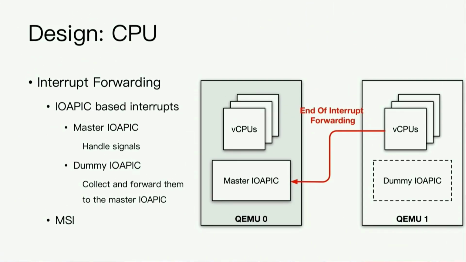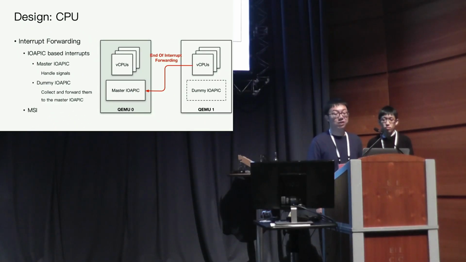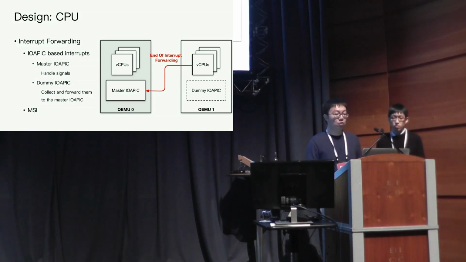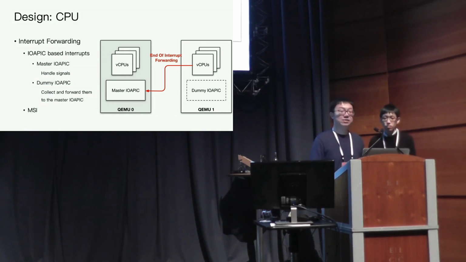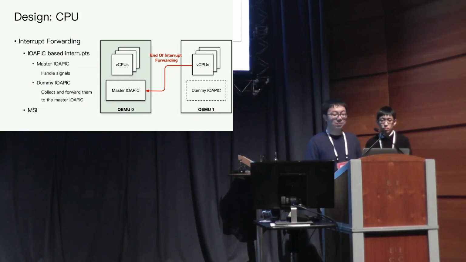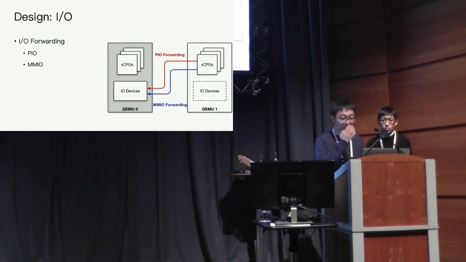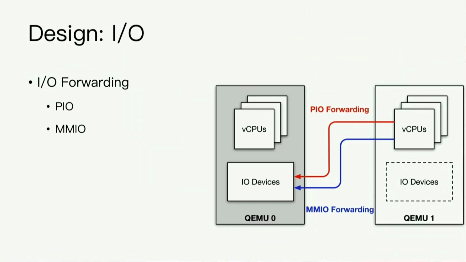Also, IO-APICs require an end of interrupt message from CPUs for level-triggered interrupts, while MSI does not. So we also need to forward the end of interrupt message to the master IO-APIC when necessary. For MSI, things are much simpler. If the accesses to the PCI configuration space are properly forwarded, the MSI of this device will be configured correctly. Then all we need is to forward the interrupts to the remote vCPU when an MSI is generated by this device. The next part is the I/O forwarding.